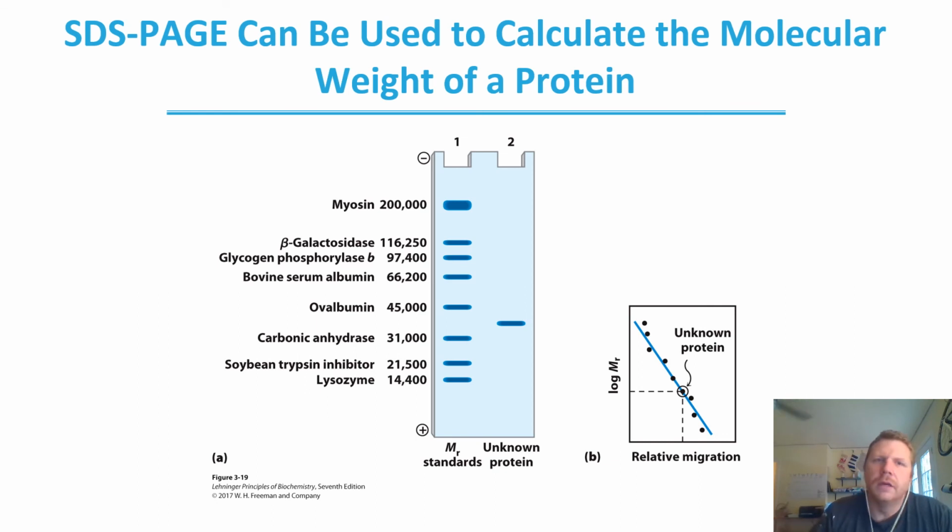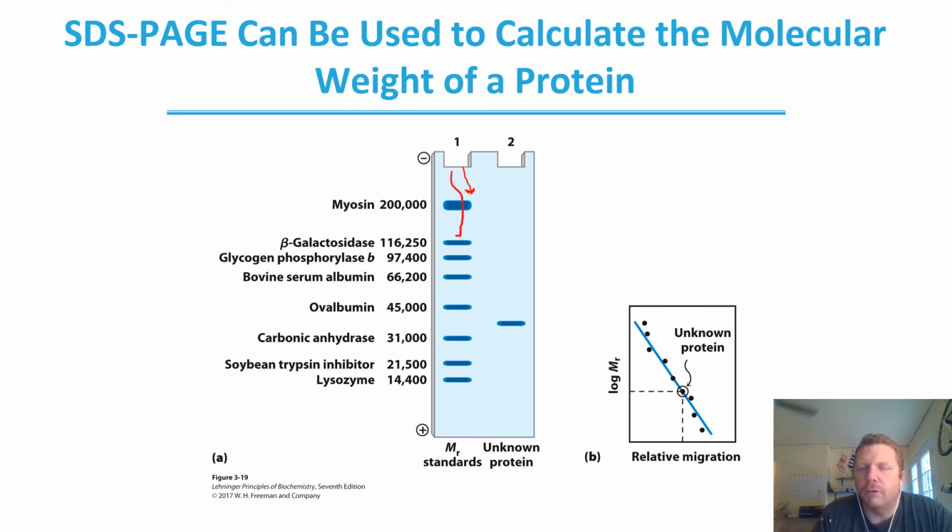SDS-PAGE ultimately can be used to calculate the molecular weight of a protein, and that gets us to this point right here where we are looking at a protein gel. SDS-PAGE can be used to calculate the molecular weight of a protein, because we're going to use all of these different molecular weight standards, and we're going to say, okay, our largest protein in this molecular weight standard migrated from here to here. We know that this protein is 200,000 Daltons.